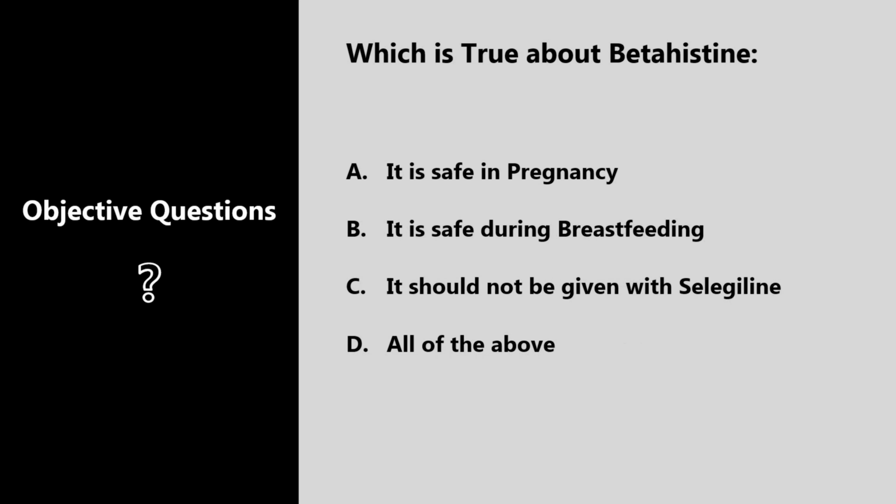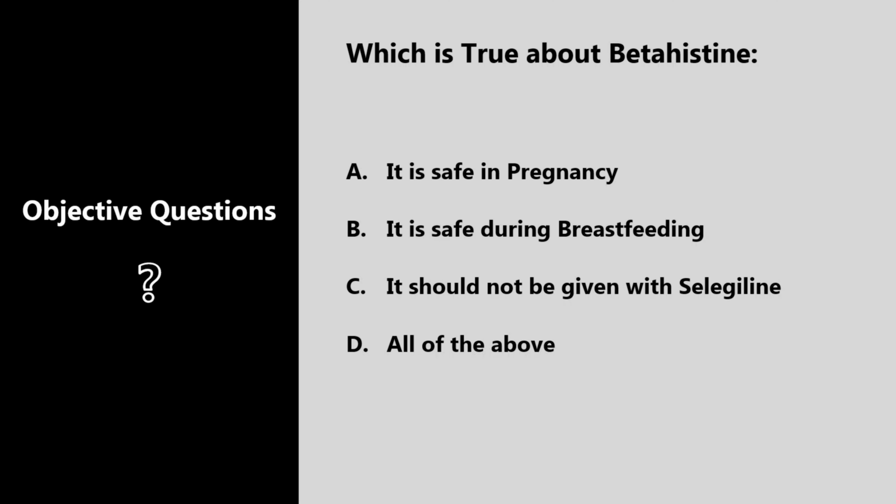Which is true about betahistine? A. It is safe in pregnancy. B. It is safe during breastfeeding. C. It should not be given with selegiline. D. All of the above. Betahistine is not recommended during pregnancy because there is not much information on how it might affect the baby. Betahistine is assigned to category B in FDA risk categories. Also, there is less information about fetal risk during breastfeeding. It is better to avoid betahistine during pregnancy and breastfeeding.